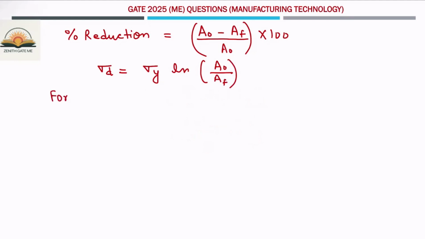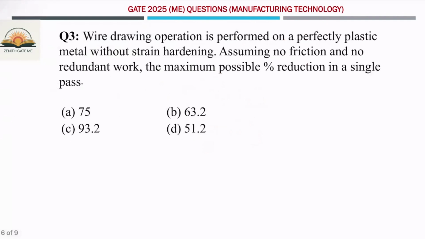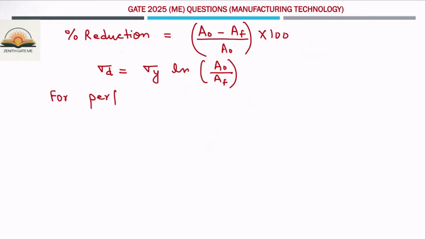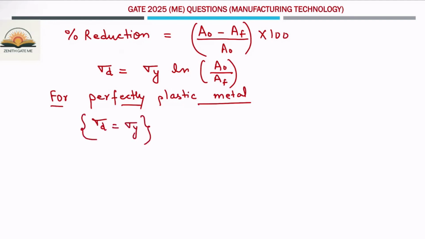But for perfectly plastic metal, because it is mentioned for perfectly plastic metal without strain hardening, the drawing stress will be equal to the yield stress. So if you put this value here, then you will get the relation between A naught and Af. Once you know the relation between A naught and Af, once you put it in the percentage reduction, you will get the answer. Let us suppose this is the first equation.